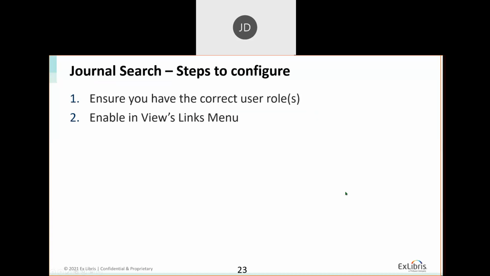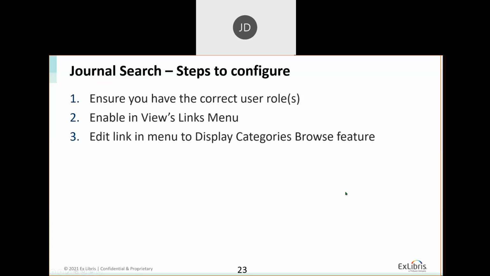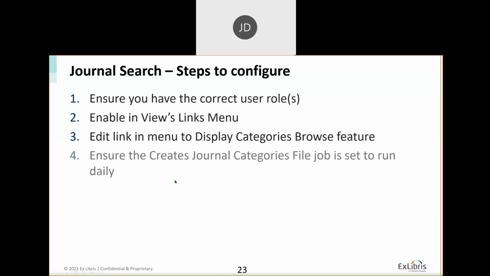Again, starting with the correct user role, make sure the journal search is enabled in your views links menu. Edit link in menu to display the category browse feature, if you like that hierarchical list on the left. You also need to make sure that the journal categories file job is set to run daily. I'll show you that.